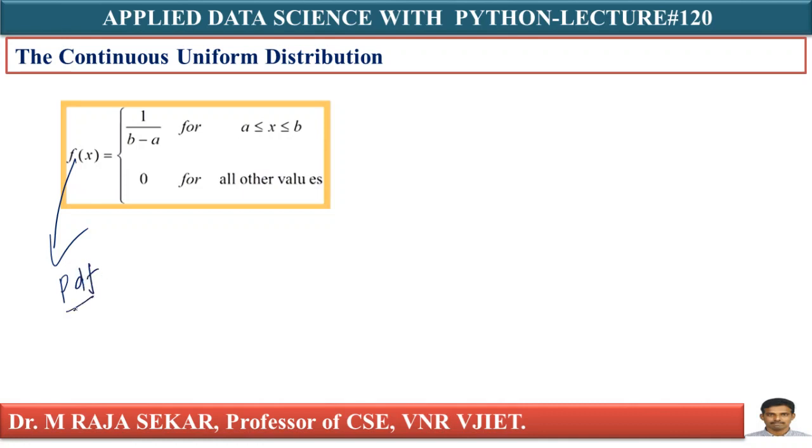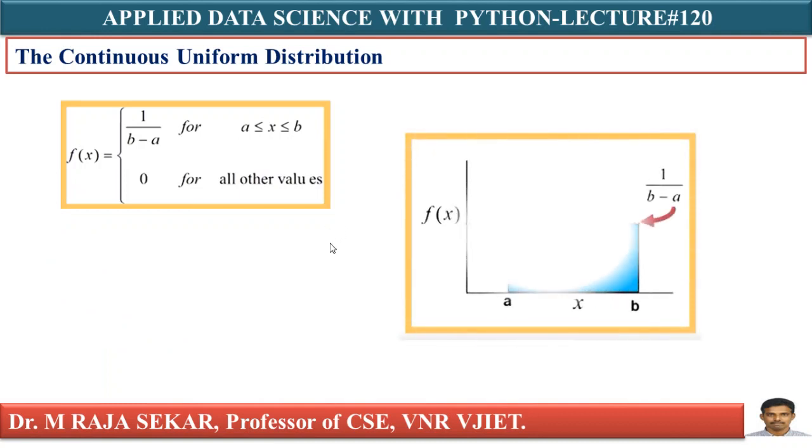We already discussed that in the case of continuous distribution, we say probability density function, whereas if it is a discrete distribution, that is probability mass function. In my previous lecture, I discussed discrete uniform distribution whose probability mass function is 1 by n, where n is the number of trials. This one is the probability density function of continuous uniform distribution.